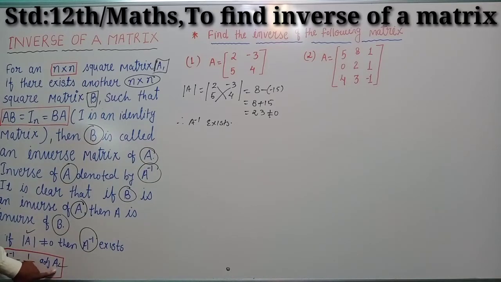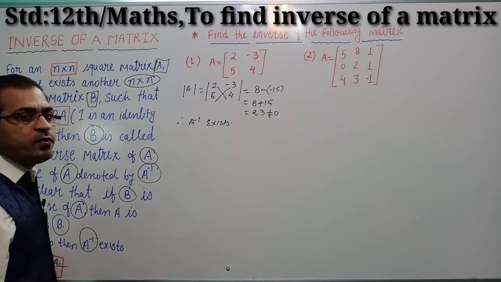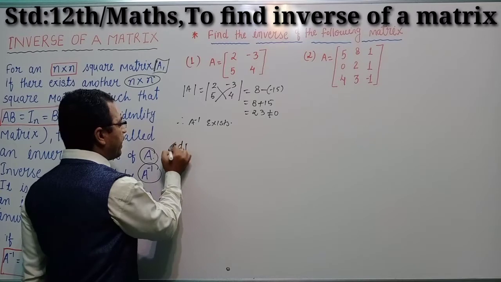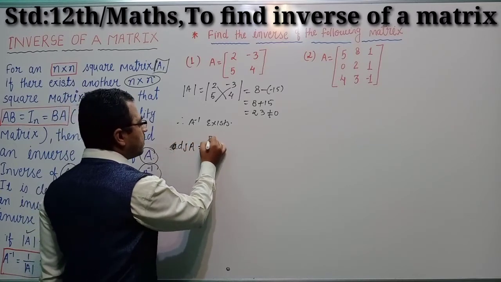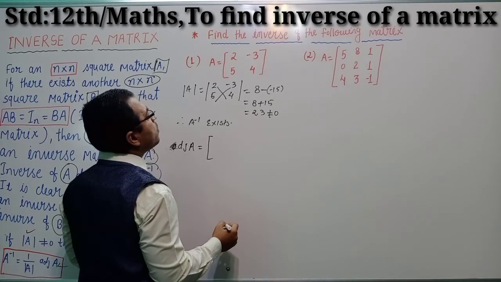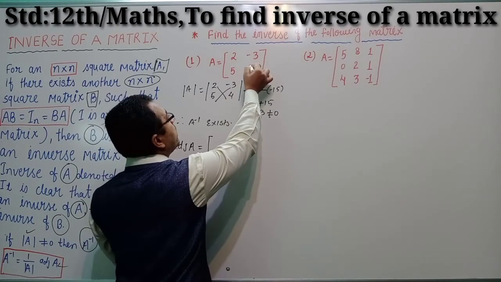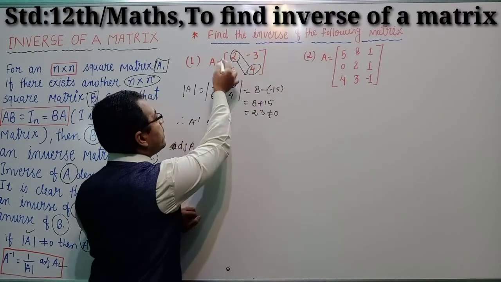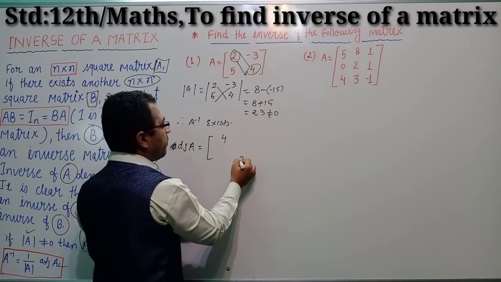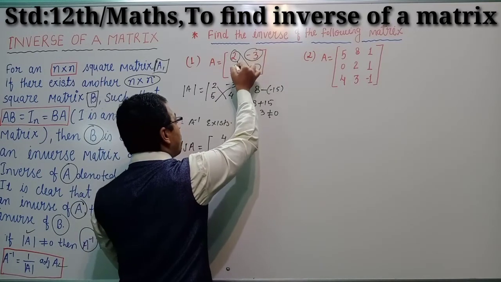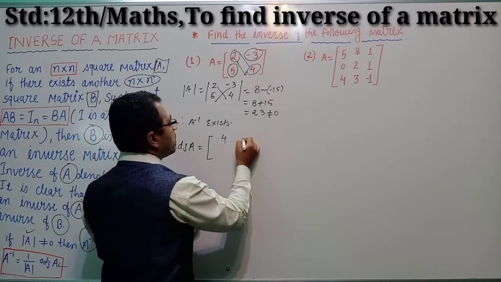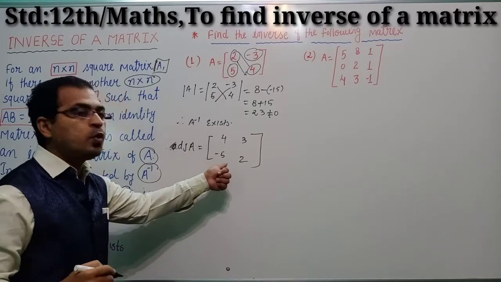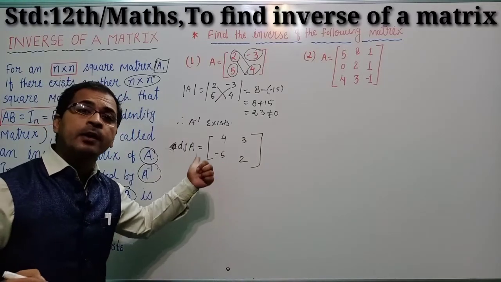Now the next step is to find the adjoint of A. How do we find the adjoint of a 2 by 2 matrix? You just have to interchange the elements of the main diagonal, so we get 4 and 2. Now interchange the signs of the secondary diagonal, so this will be plus and this will be minus. This is the adjoint of a 2 by 2 matrix.